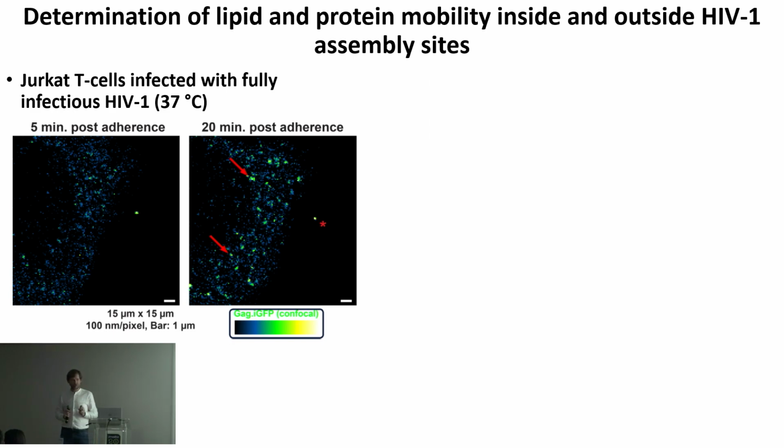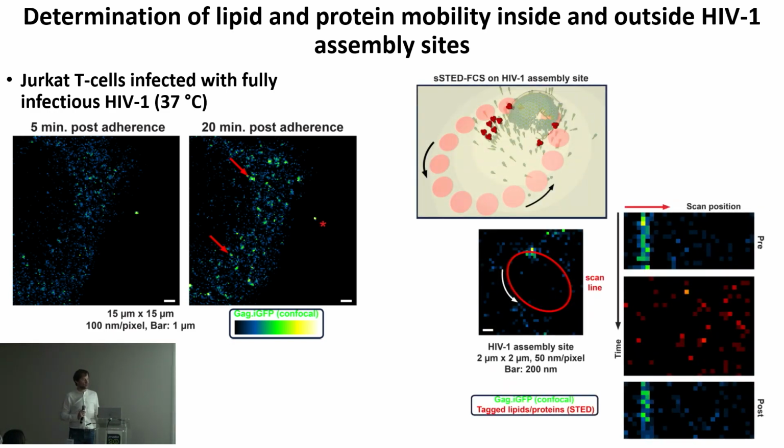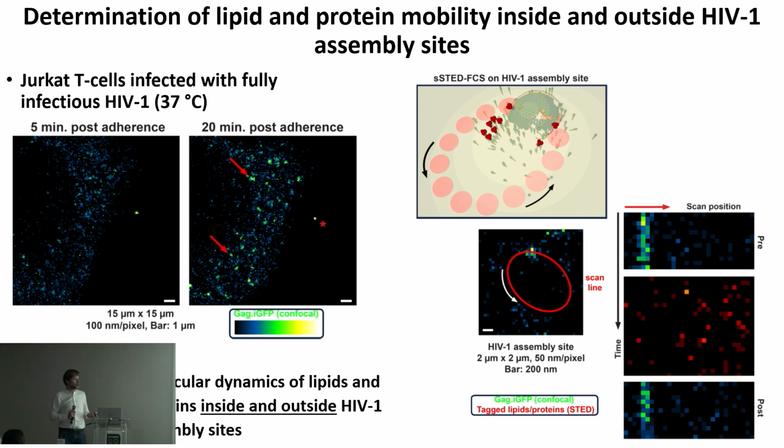Twenty minutes afterwards, you have the appearance of the assembly sites, which we then imaged using, this time, elliptical scanning STED FCS. This gives a more consistent sampling speed across all positions, and it gives us the advantage of being able to sample both exactly inside the virus assembly site and just right outside of it. So we can look at the molecular dynamics inside and outside of the points of interest.